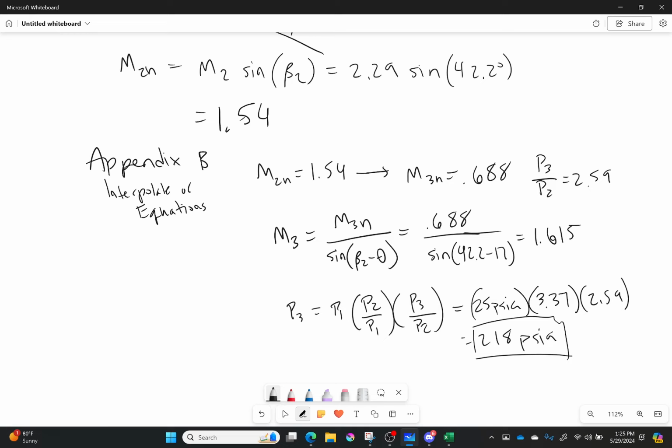Okay, so we found our Mach numbers, we solved everything inside this reflective section, and we figured it all out.